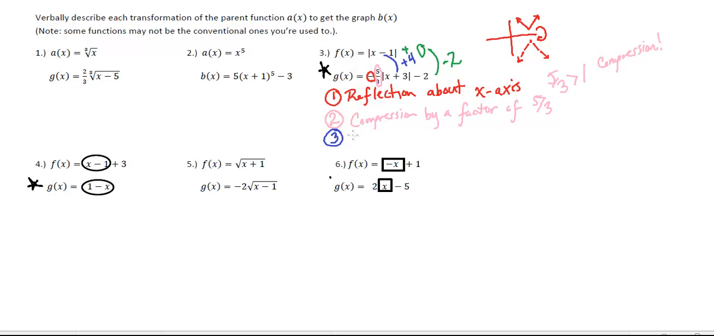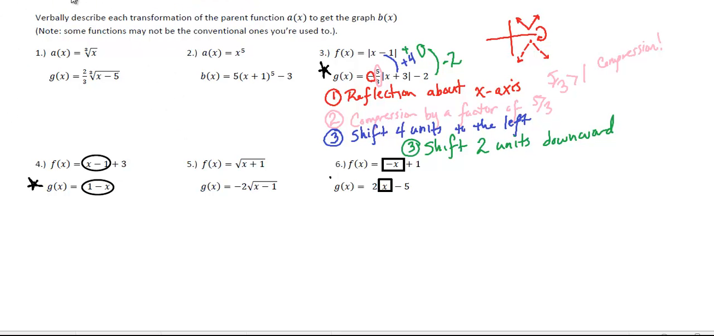Since we added 4, we would say shift 4 units to the left. And then for the last one, this is an obvious one, we would say shift 2 units downward. Okay?